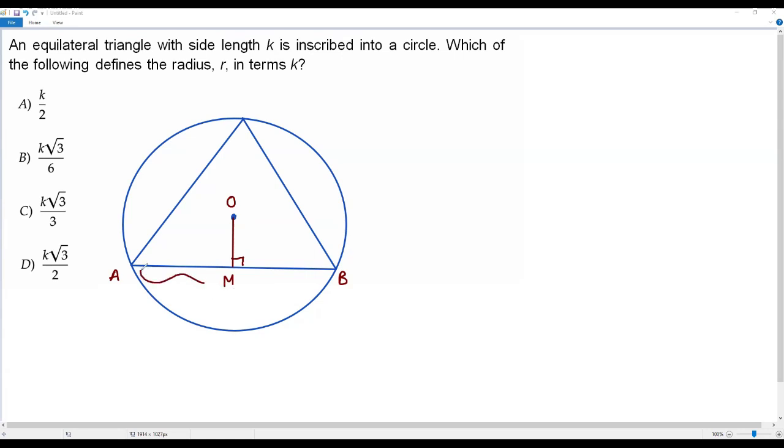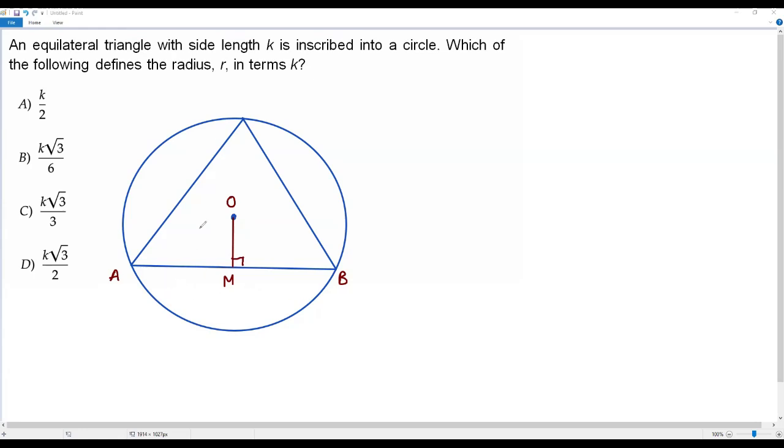Okay, so here AB is one of the sides of the triangle, and also it is a chord of the circle. Whenever I draw a perpendicular line segment from the center of the circle to a chord inside the circle, the line segment will bisect the chord. That is, the perpendicular line segment OM, which is drawn from the center O to this chord AB, will divide the chord AB into two equal parts.